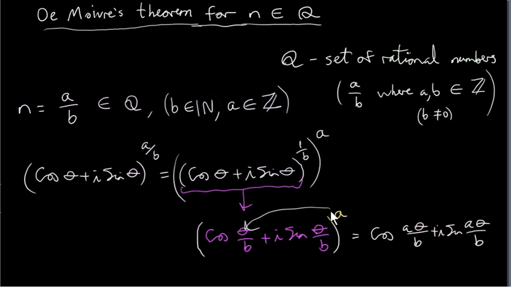So we multiply a by the argument. But this means that de Moivre's theorem is true for n equals a/b. In other words, we can multiply a/b by θ, and we get this here. So we've proven de Moivre's theorem for all rational numbers. Now, it also happens that de Moivre's theorem is true for all real numbers. So it's true for irrational numbers as well, and complex numbers. I won't prove that.